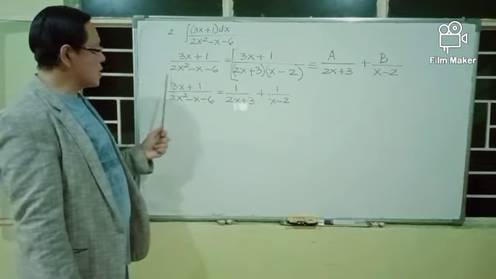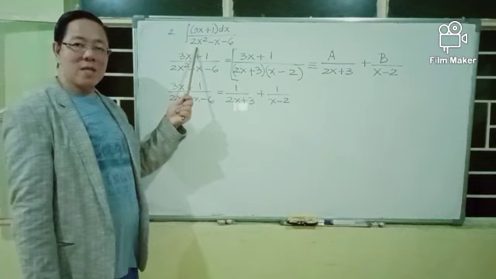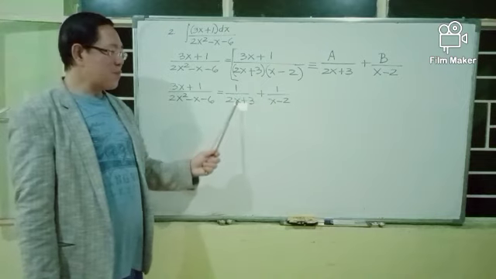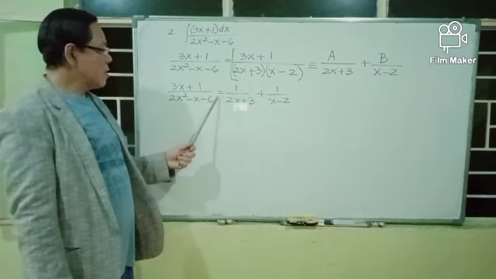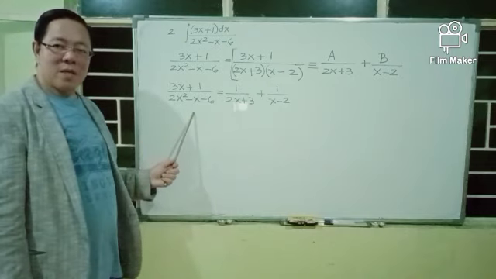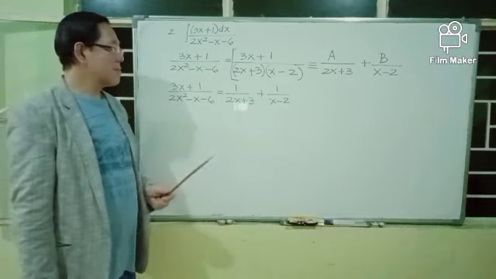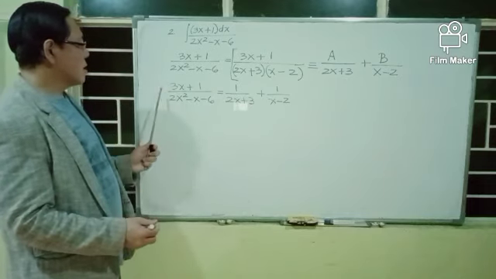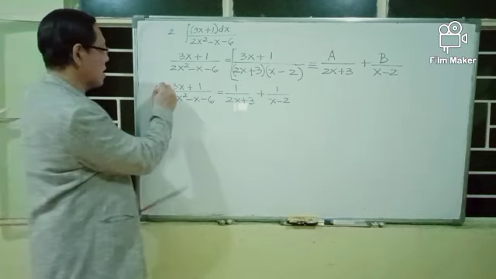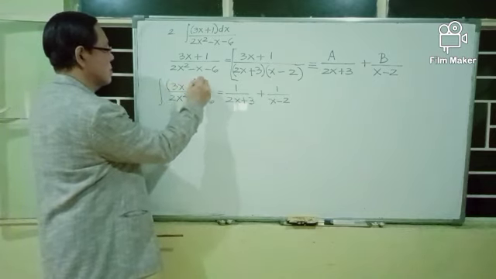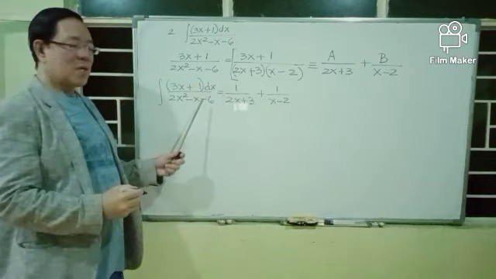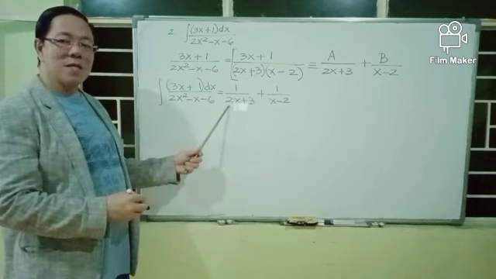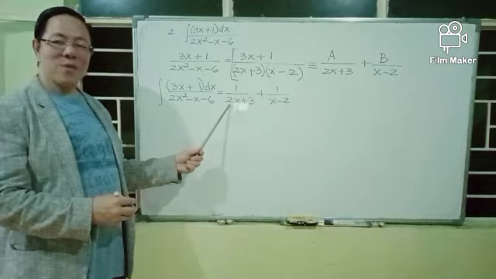So this rational expression, which is the integrand of the given integral, is equal to the sum of these partial fractions. If you combine these two fractions, it would simplify to this given integral. We integrate both sides with respect to x. The left hand side we integrate with respect to x. We write dx to indicate that the variable of integration is x, and we also integrate the right hand side with respect to x.